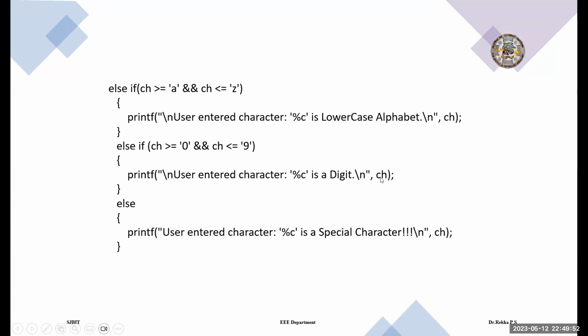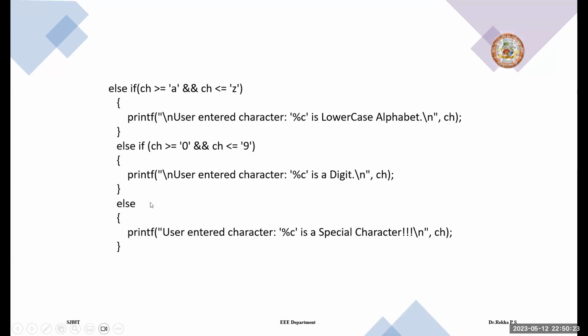So, if this condition is true, only then it will execute this printf statement. Otherwise, it will not enter; it will not execute. Then it will go to the next. If this condition is not true, or if it is false, then it will not execute this printf statement. Directly, it will go to the else statement and execute this statement.